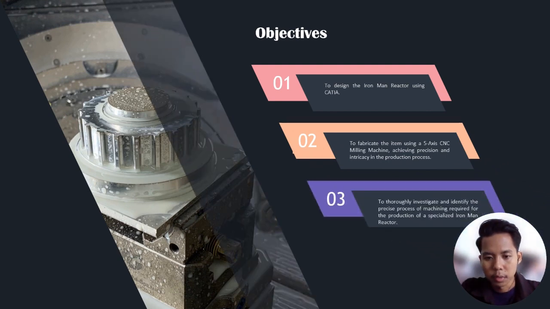Okay, next we move to our objective. For the first one, to design the Ironman reactor using CATIA. Second, to fabricate the item using a 5-axis CNC milling machine, achieving precision and intricacy in the production process. And last one, to investigate and identify the precise process of machining required for the production of a specialized Ironman reactor.